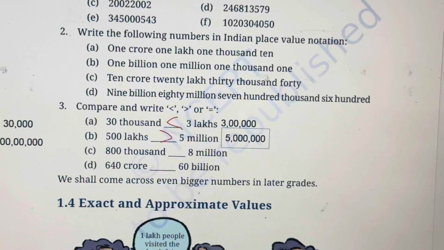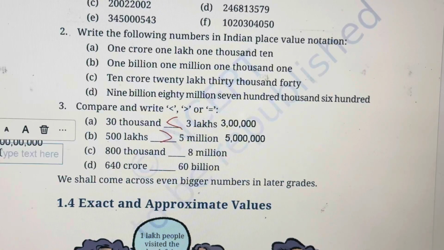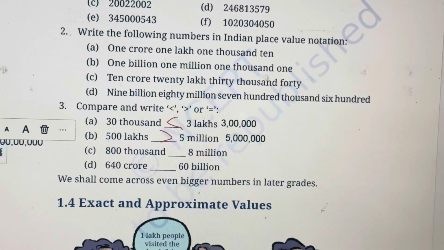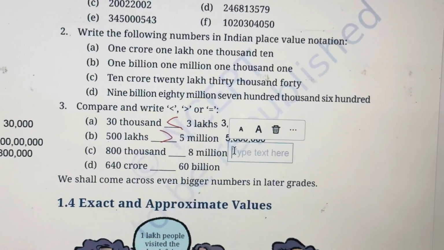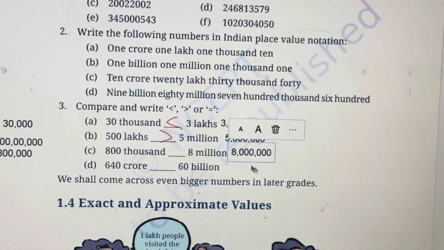Okay. Now question number C, 800,000. So 800 and 3 zeros for 1,000. This we have written on this side. 8 million. So 8 million, how many zeros will be there? 8, comma, 6 zeros. So 8 million has 6 zeros and 800,000 has only 5 zeros. So 8 million is greater, right?